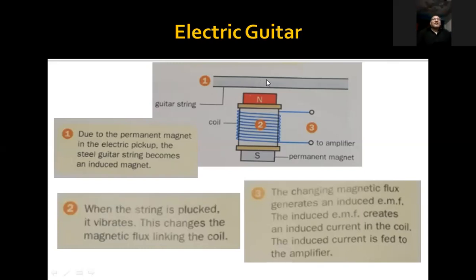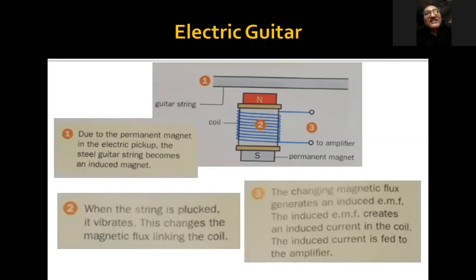What will happen? This string will vibrate. So this string is also magnetized, and it is moving near this coil, this blue coil, because it's like a magnet. So this coil is inside the magnetic field of this string, and this string is moving. So there is a changing magnetic flux passing through this coil, because this string is a magnet and it has been magnetized, and that string is vibrating.